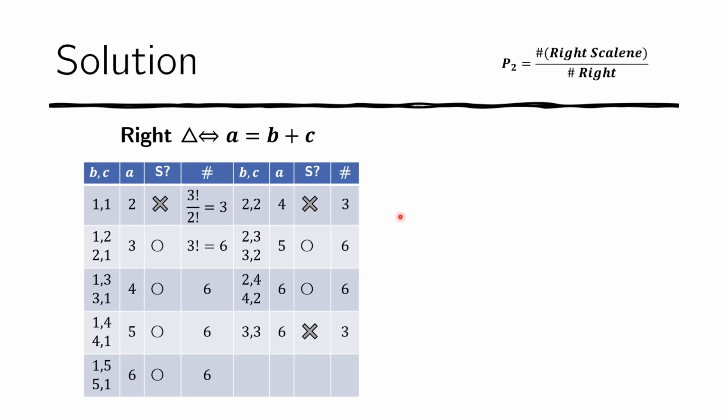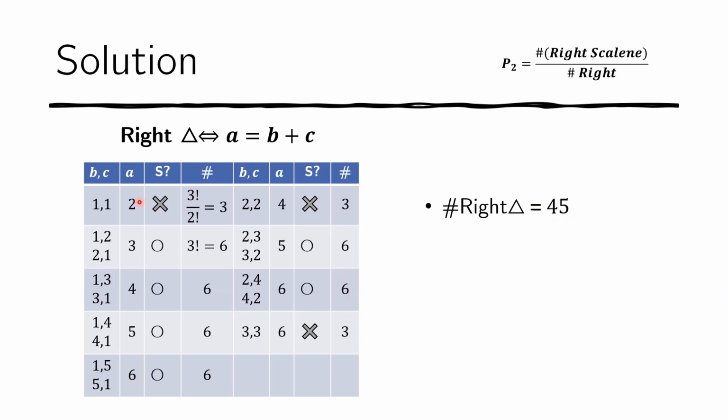Now all we need to do is count all the right scalene triangles, add the counts, and divide it by the total number of right triangles. So the number of right triangles is all of these: 3 plus 6 plus 6 plus 6 plus 6. So that's actually 6 sixes: 1, 2, 3, 4, 5, 6. 6 times 6 is 36, plus 3 is 39, 42, 45. So there are 45 right triangles.